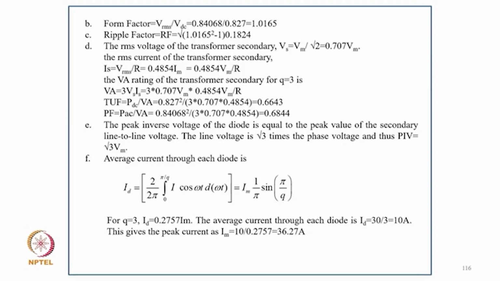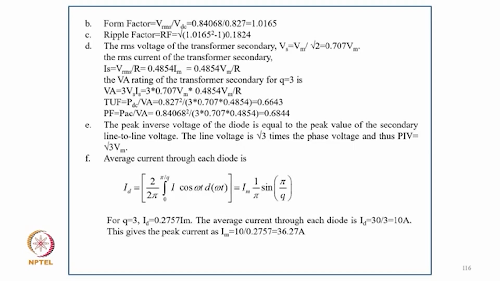The RMS current of transformer secondary is equal to Vm RMS upon R, so that becomes 0.4854 Vm upon R, and the VA rating of the transformer secondary for q equal to 3 is equal to 3 Vs Is, so it becomes 3 into 0.707 Vm into 0.4854 Vm upon R. So transformer utilization, PDC upon VA, equal to 0.6643, and power factor is PDC upon VA, so it becomes 0.6844.